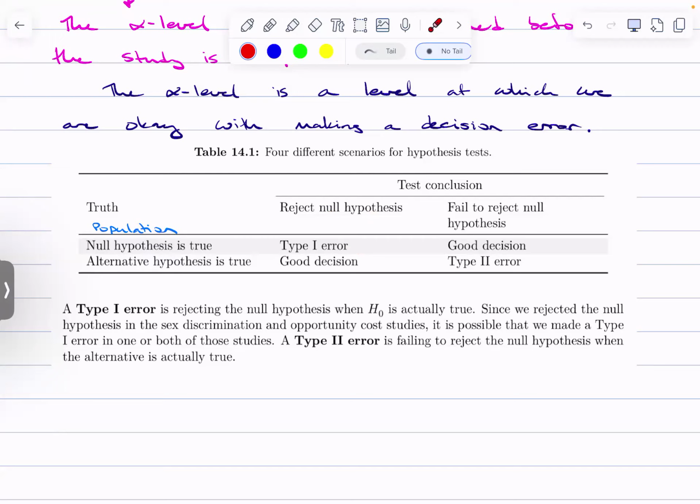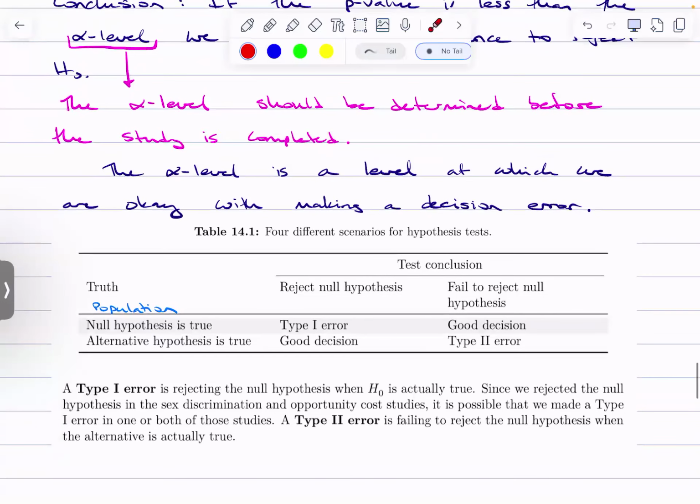If you fail to reject the null hypothesis and the null hypothesis is true, then that's a good decision. You made the right choice, right? The problem is we don't know if we've made the right or wrong choice. And so we need to attach probabilities to making, usually we attach probabilities to making a type 1 error. And that is the alpha level. So the alpha level is kind of a preset level where I'm okay making a type 1 error.